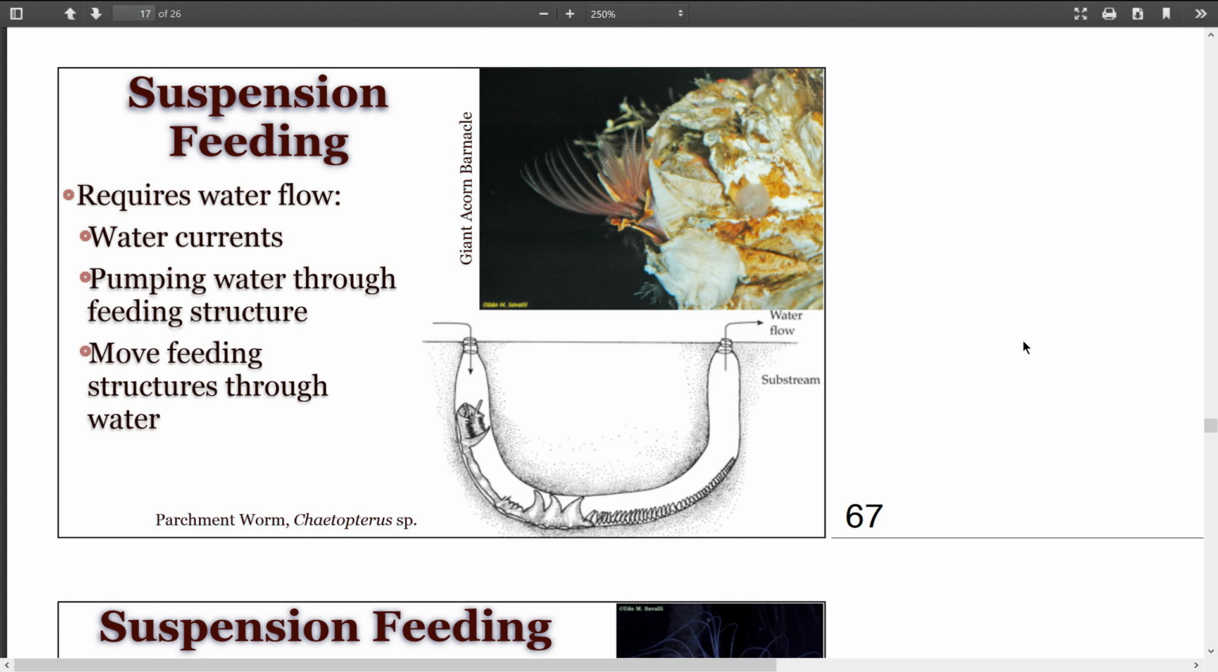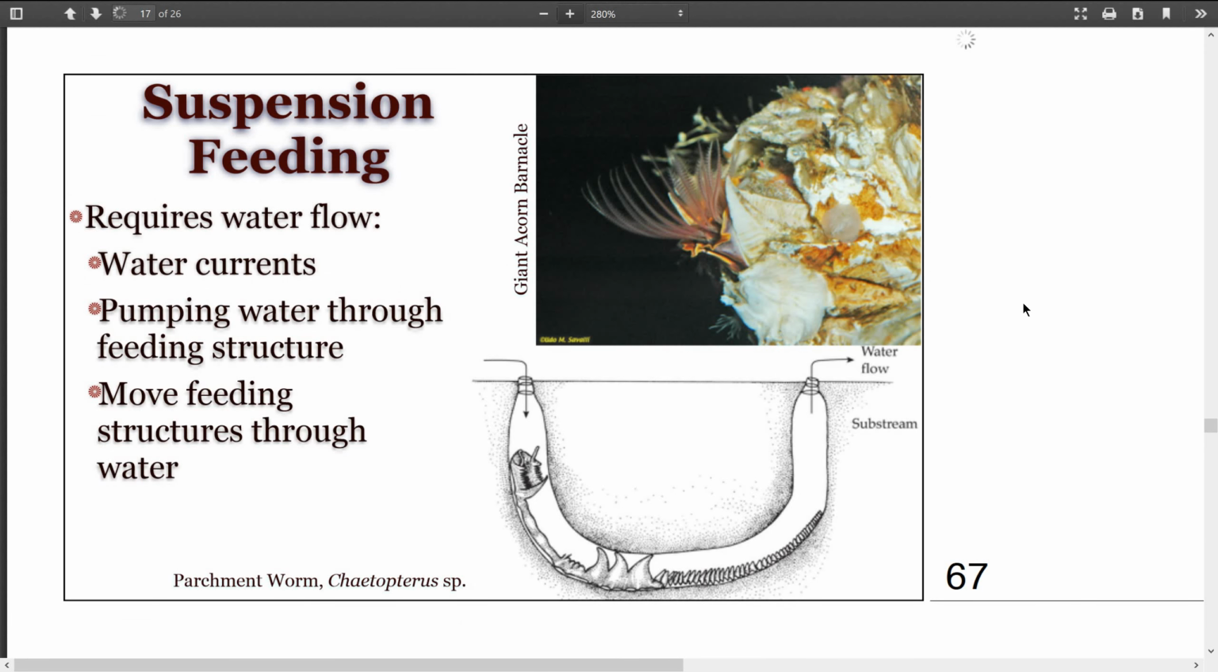But you can also create your own water currents. So for example, you can move your feeding structures through the water. So up here you're looking at a giant acorn barnacle. Acorn barnacles are arthropods, so they're actually crustaceans. In fact, they're related to crabs and things like that.